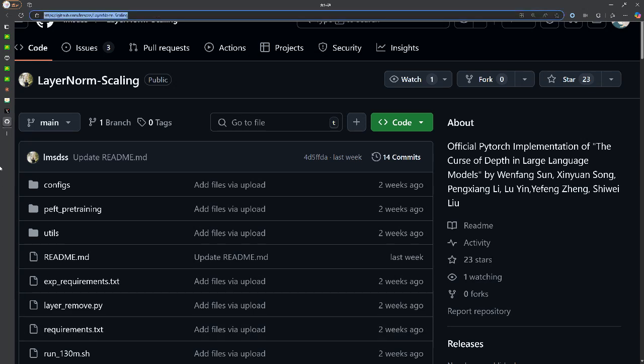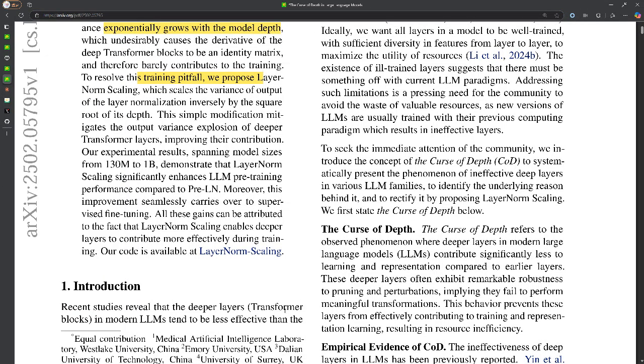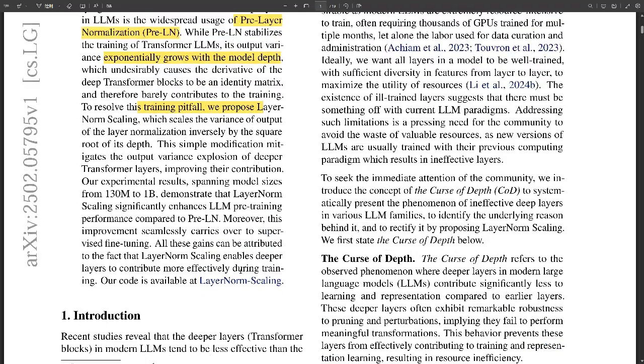Okay, what's the catch with pre-LN? As information moves through all the layers, the variance of each layer's output actually grows exponentially with depth because of the pre-LN. Hold on, variance. Can you explain that a bit more?